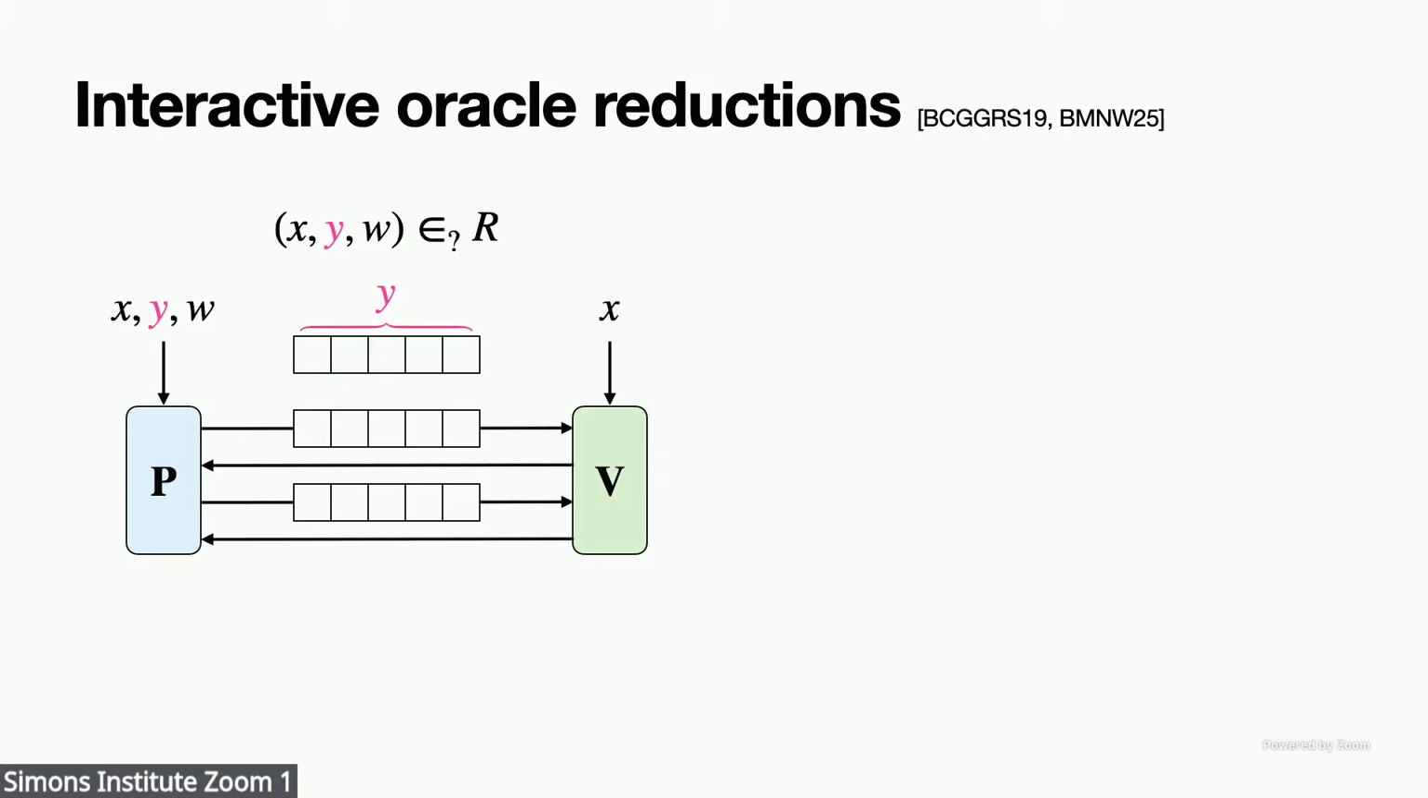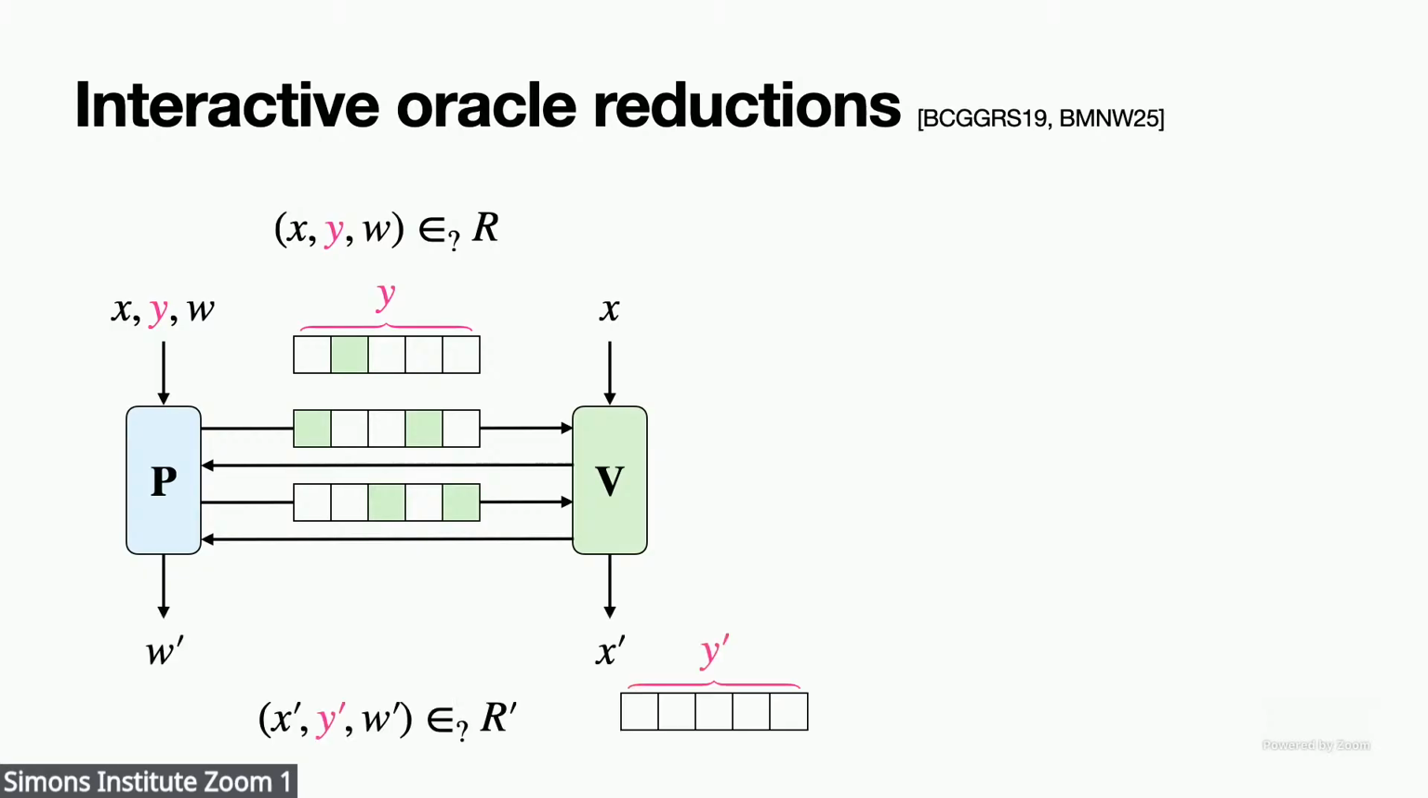The prover and verifier exchange messages. Again, the verifier is not going to fully read in the prover's messages, but instead just query specific locations. So it can query the prover's messages as well as the instance oracle. Okay, and at the end, the verifier is just going to output this new instance. So here I'm drawing the fact that the verifier is outputting y prime, which is some new long oracle.